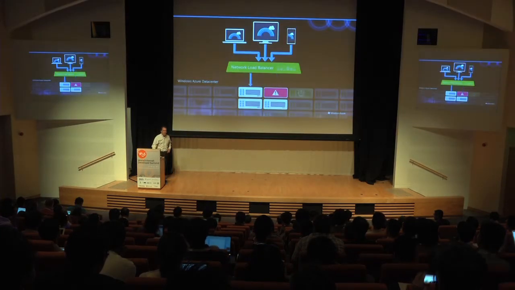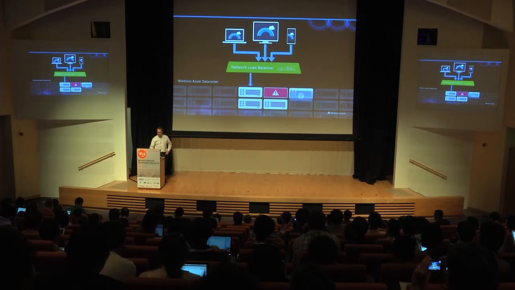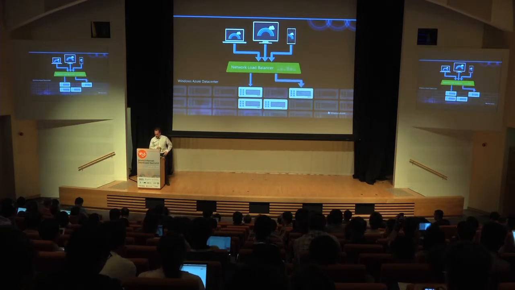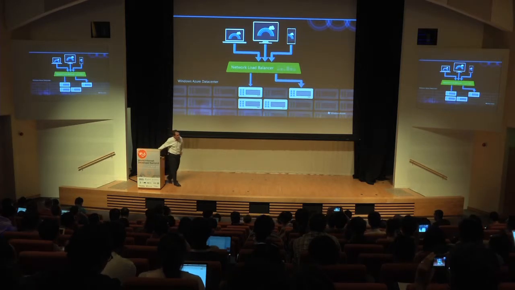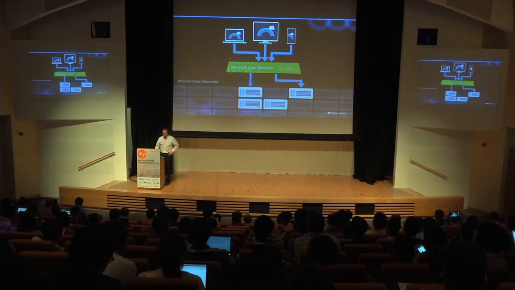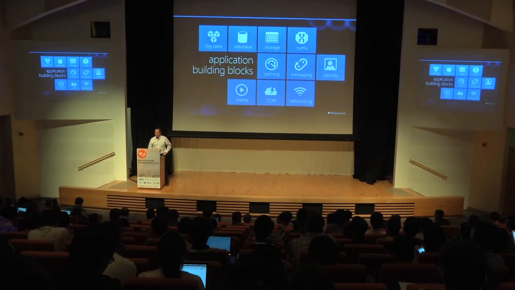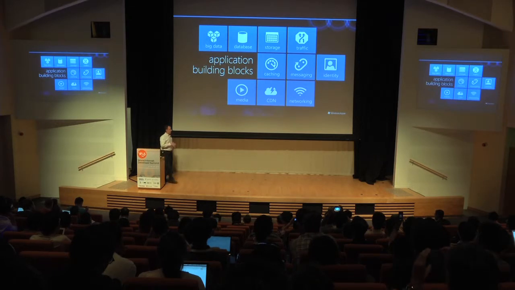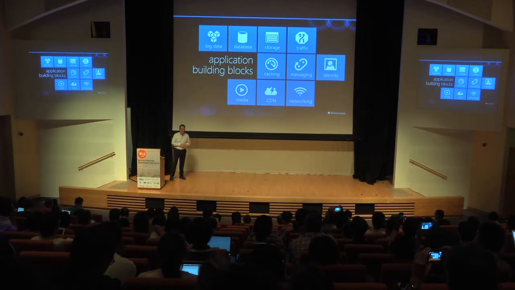Of course, we have network load balancing and redundancy built into the platform, so as the different devices, PCs, televisions, phones, come in, if one of those servers goes down, we create a new instance, whether it's a new instance of the virtual machine or a new instance of your web app, and use network load balancing. There are a lot of things in Azure. We don't have time for them today.